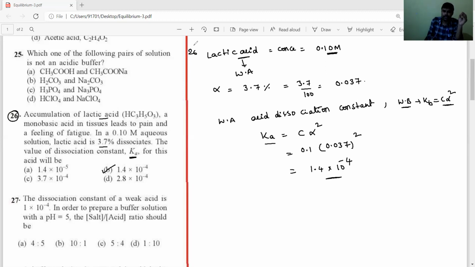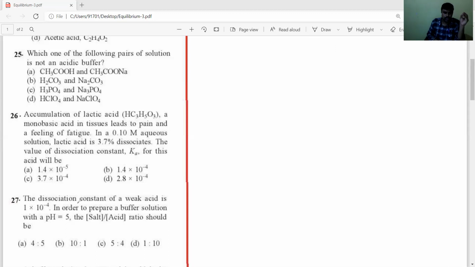Okay, students. Now let's see the 27th question. Acidic buffer solutions they give. The 27th question: the dissociation constant of a weak acid.